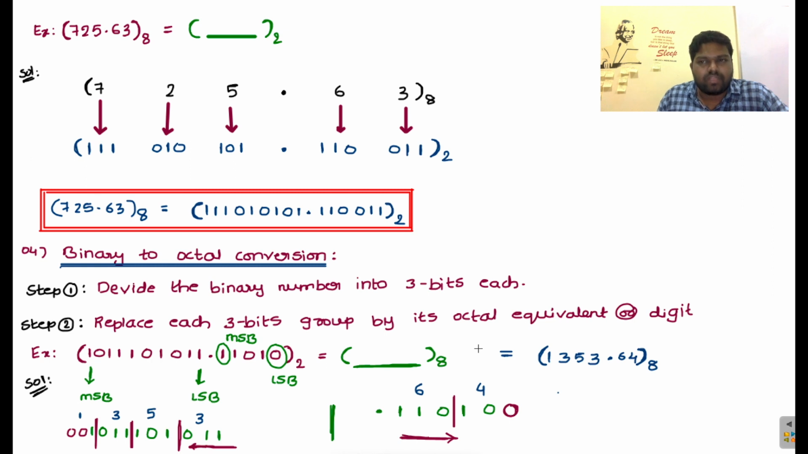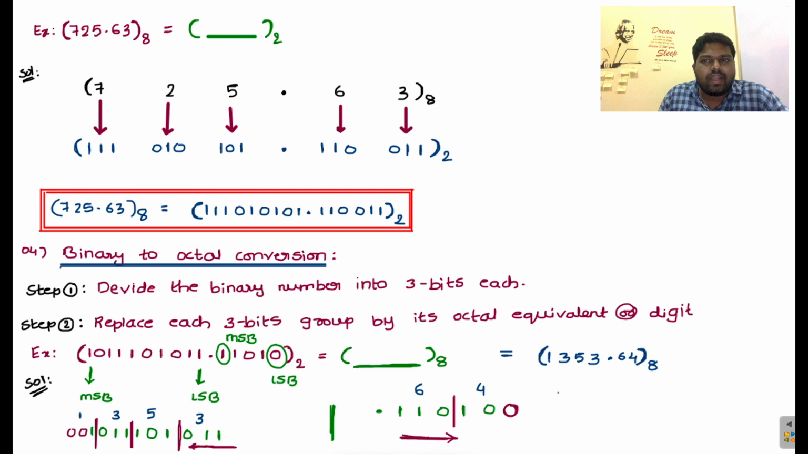Binary to octal conversion is over. In the previous case also, we can move from the least significant digit to the most significant digit for the integer, and for the fractional portion conversion we can move from the most significant digit to the least significant digit. That means for the integer we move from right to left, and for the fractional portion we move from left to right. Here also, same thing.